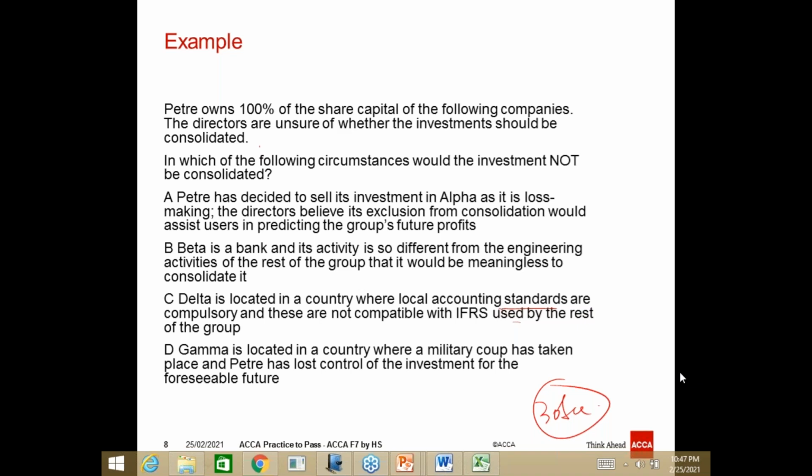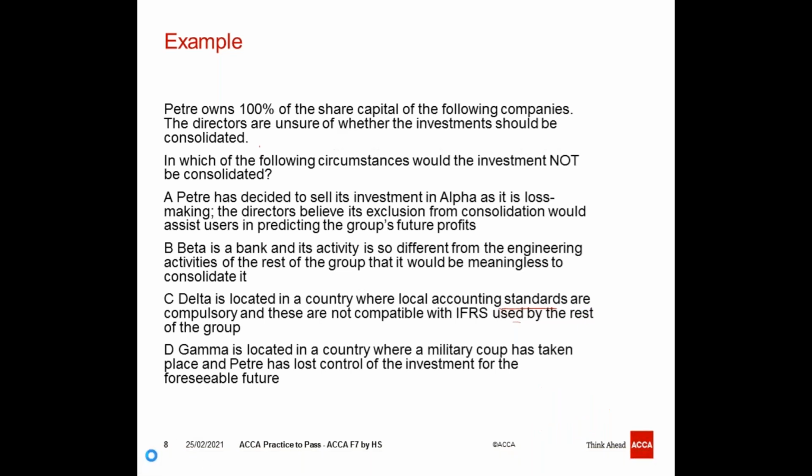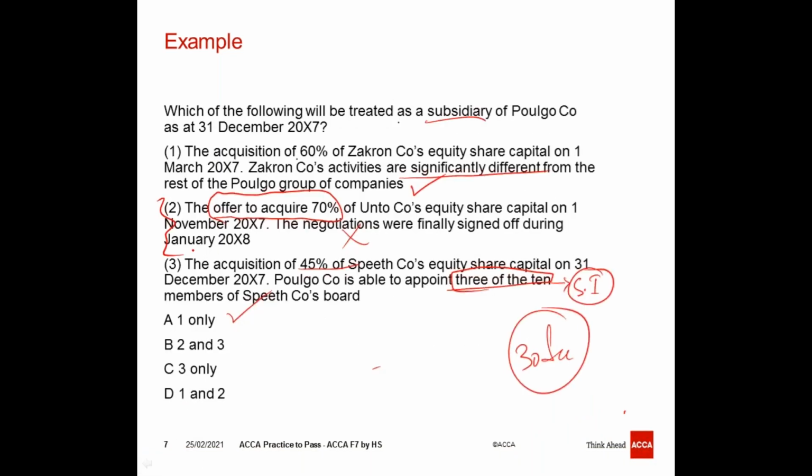And why 2 is not the right answer? Because of the fact that we have not yet acquired that company. It's in the planning stage that we wanted to acquire this company. So we have not yet acquired this company. That's why, currently at the reporting date, this is not our subsidiary.